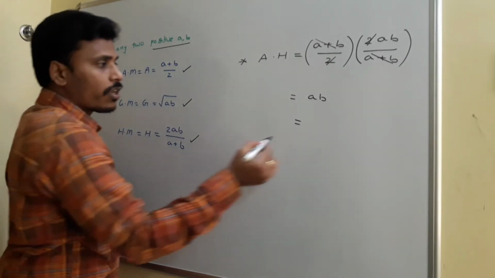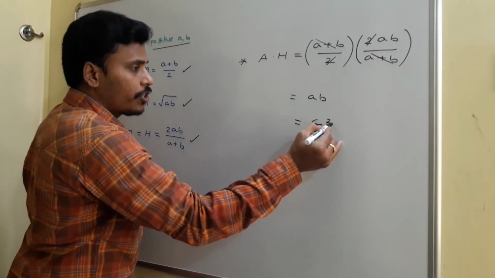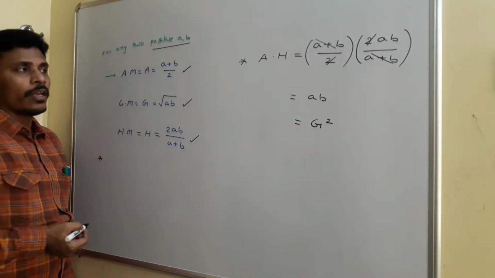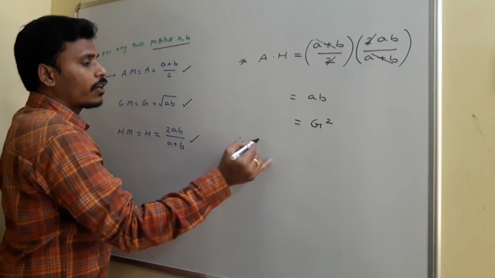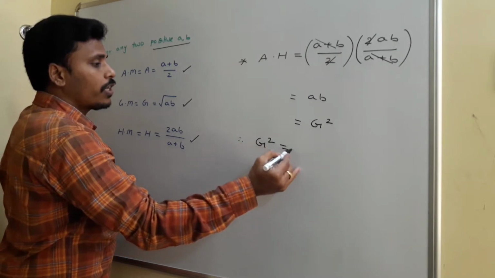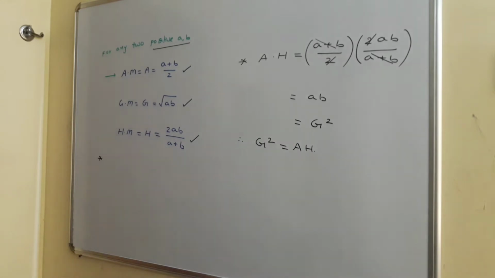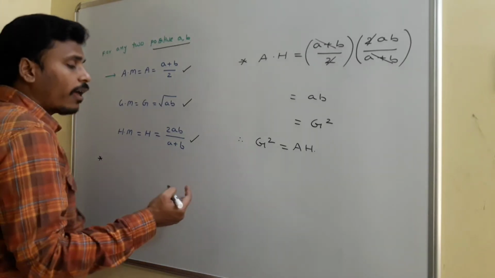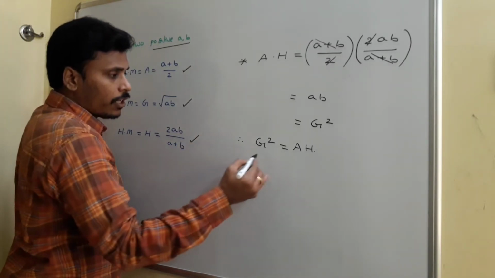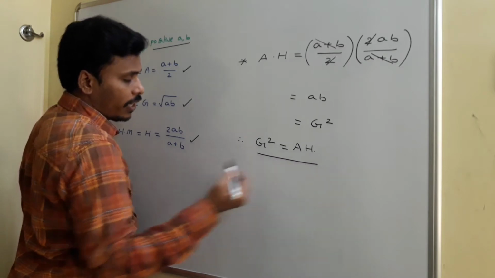Okay, then what do you say about that ab? That ab is G square. Is it right? So at the end we have a conclusion that the square of the geometric mean is equal to the product of the arithmetic mean and harmonic mean. G square is equal to AH. From there, what do we have to conclude? See, look at this, G square is equal to AH.